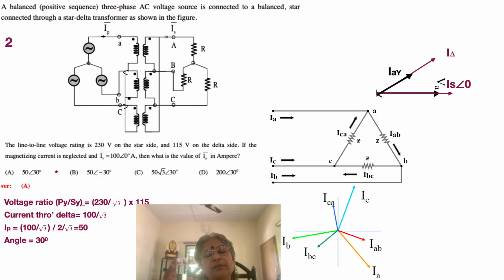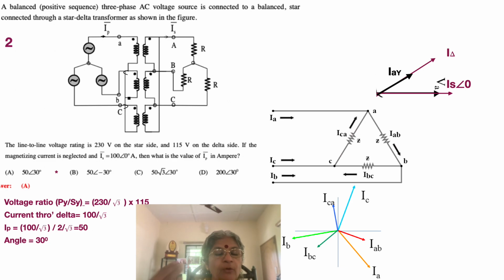So what is very special about currents in the delta configuration is that the phase current is lagging the line current by 30 degrees, unlike in the case of voltages, where it's the same. So in this case, the phase current is lagging the line current by 30 degrees. Or in other words, if IS is the line current, then the phase current will be lagging it by 30 degrees. So that's point number one. And then what is the next point?